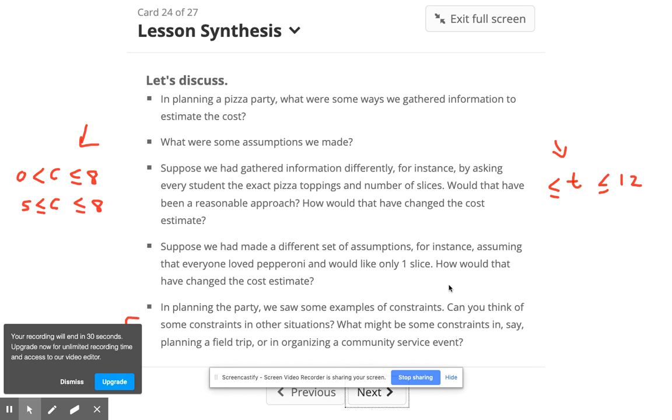So I'm going to keep that there. Just remember what constraints means: there's a limitation on something. Again, I had a certain time limit for class. The limitation on the cost of the pizza might be a range of $5 to $8. We can't have $4 pizzas. We'll never charge $9 for a cheese pizza. So that's what a constraint is.